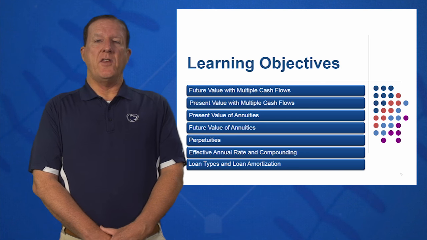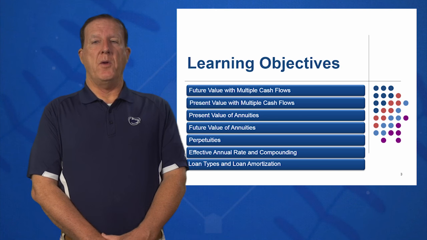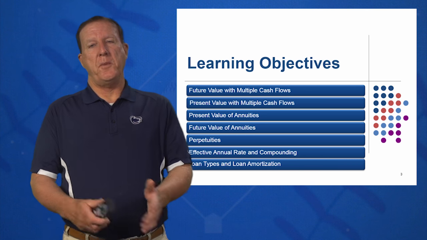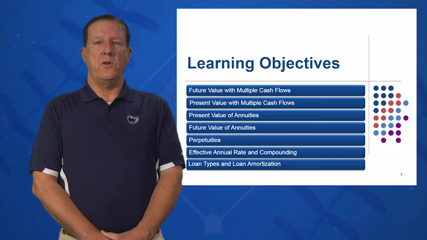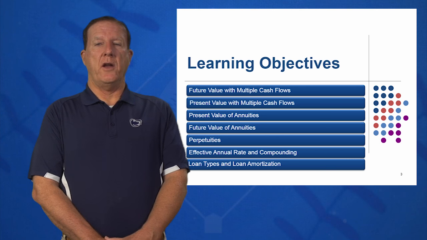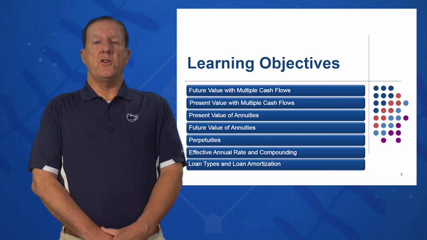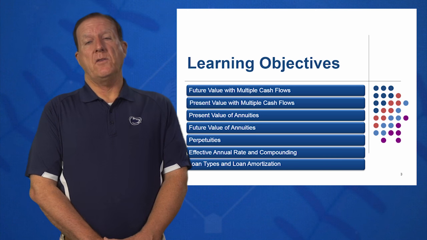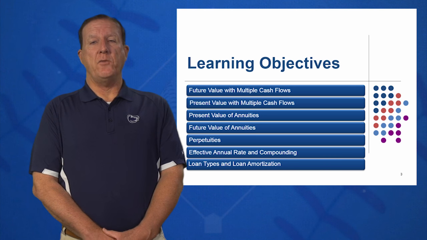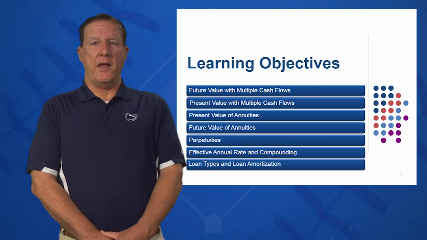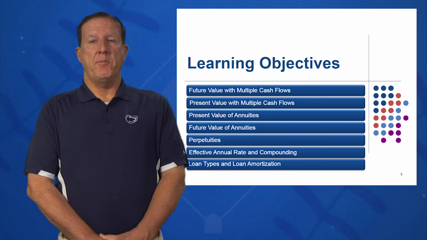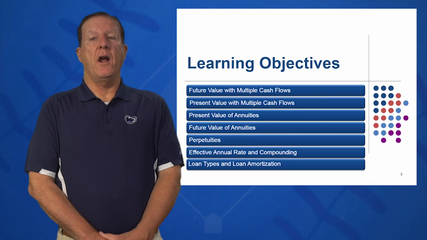We're going to look at the second learning objective, present value, multiple cash flows. Again, different cash flows, but then same cash flows. And if they're the same, we can use the present value annuity formula, which is learning objective three. Future value annuities, number four, is the case where we have an annuity, the same amount each month, the same amount each year.